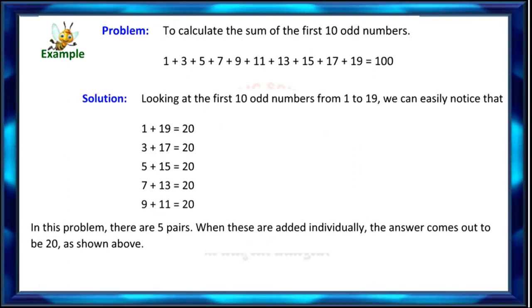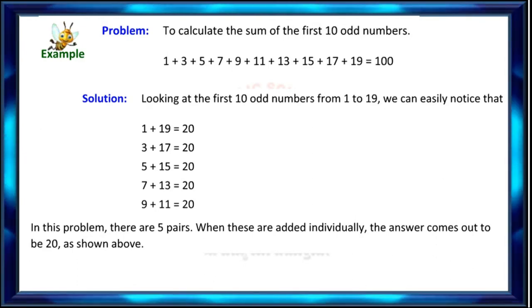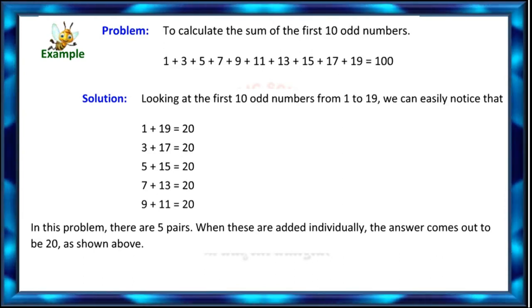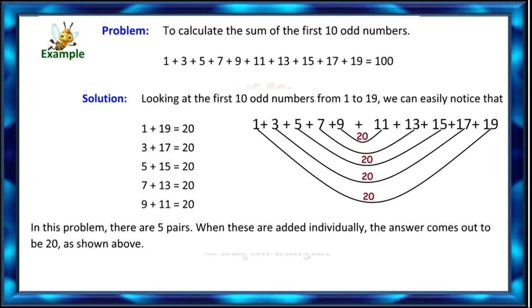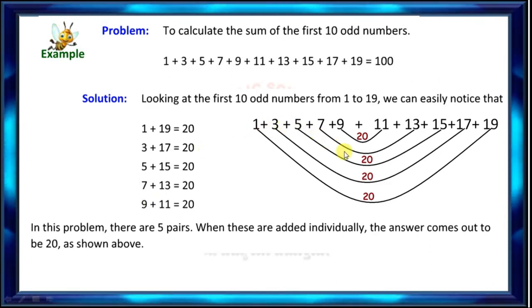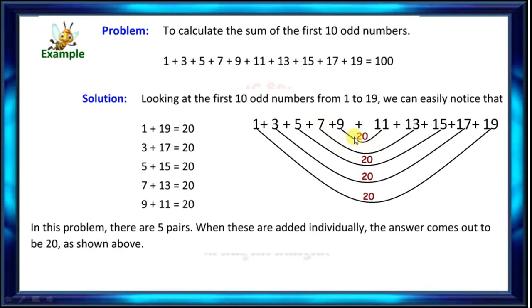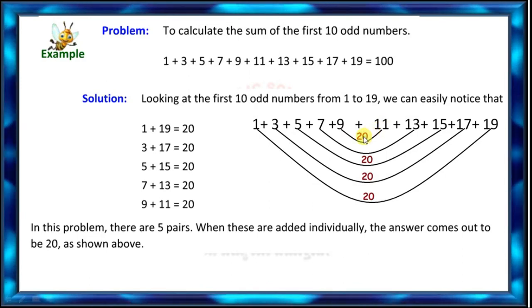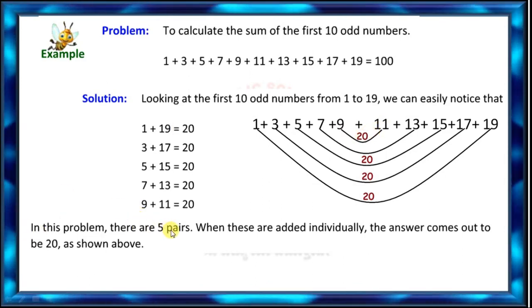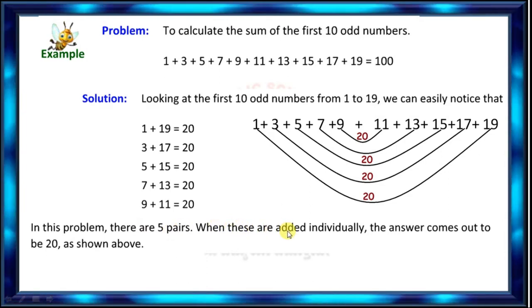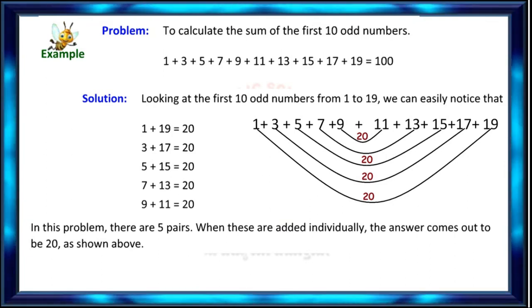Solution: looking at the first 10 odd numbers from 1 to 19, we can easily notice that 1 plus 19 is equal to 20, 3 plus 17 is equal to 20, 5 plus 15 is equal to 20, 7 plus 13 is equal to 20, 9 plus 11 is equal to 20. In this problem, there are 5 pairs. When these are added individually, the answer comes out to be 20, as shown above.